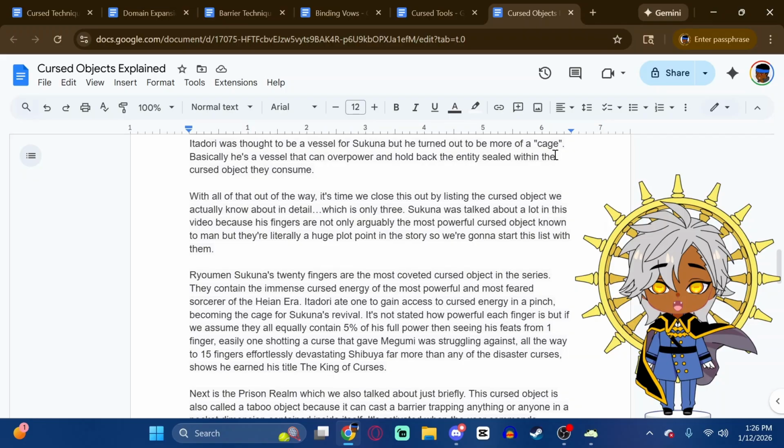It says a cage. You're proving my point for me. Yeah, I know. The cage thing, I know. I'm sorry, man. That's just how it is. I'm pretty sure it is inspired by Naruto.